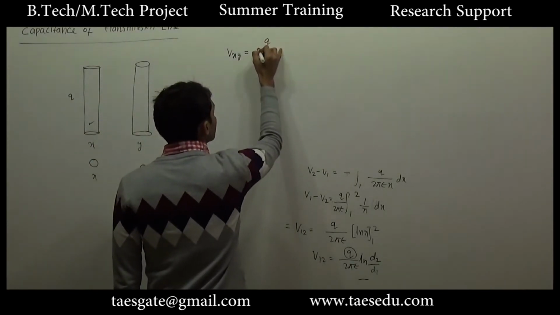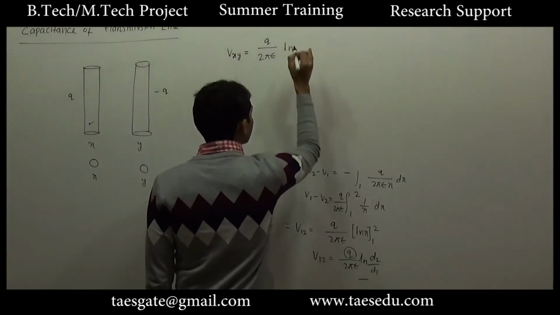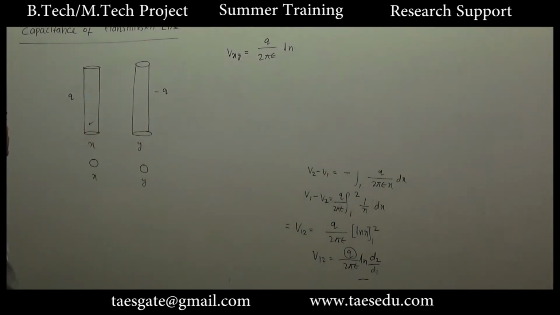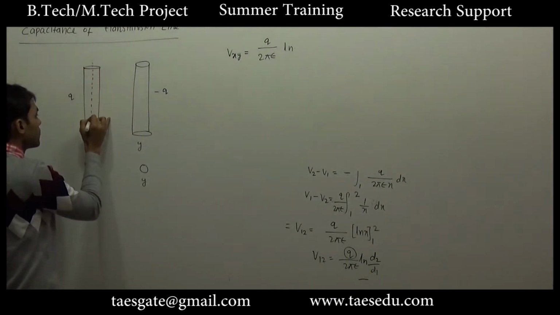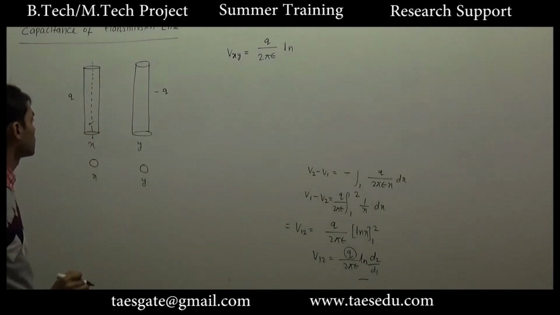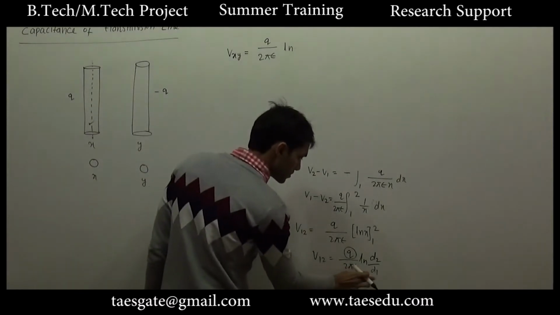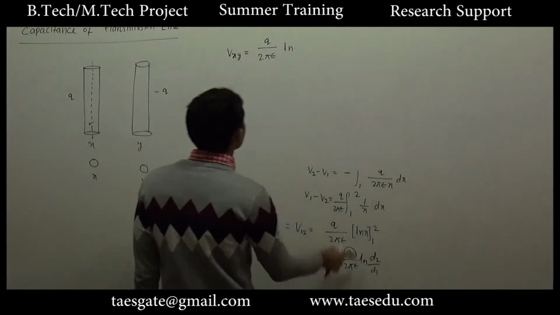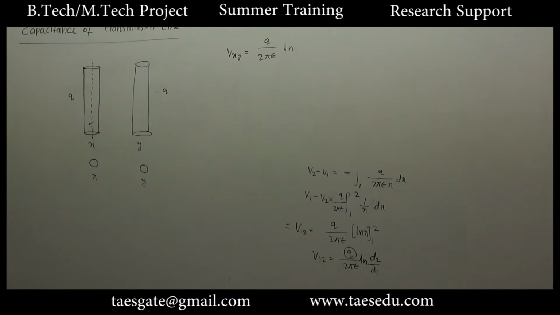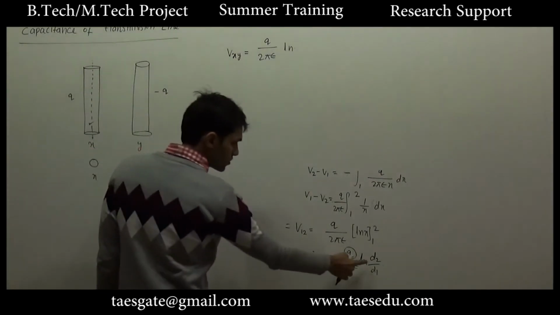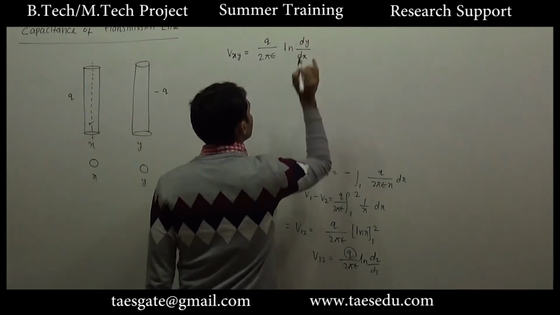So what will be Vxy according to this formula? The charge per unit length is q divided by 2 pi epsilon, ln of the distance of this conductor from the points. First, according to this formula, write down the distances: Q divided by 2 pi epsilon ln d2 divided by d1. What is represented by 2? 2 is for y here, so here we will have dy divided by dx.